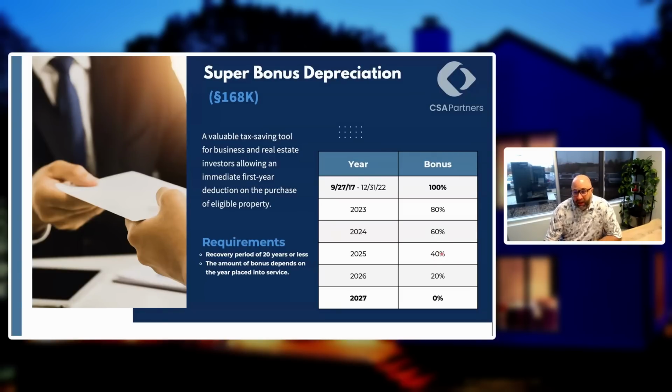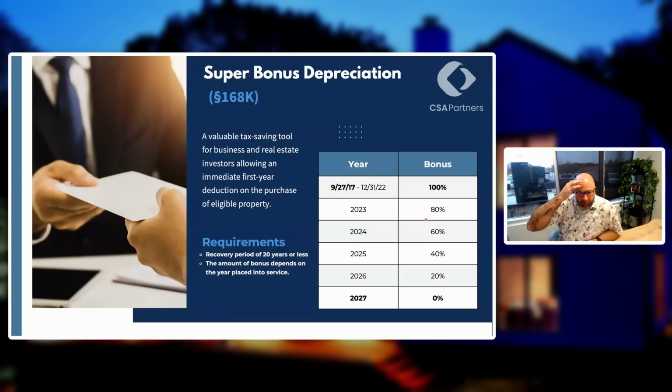But again, 40% is still very good because again, we were doing cost seg when it was at 0, but 40% is not quite as good as 100%. So we'll wait and see where we are on that. Stay posted. I know Anderson will probably be putting out some content around that once that tax law takes effect. So that was the first big change.